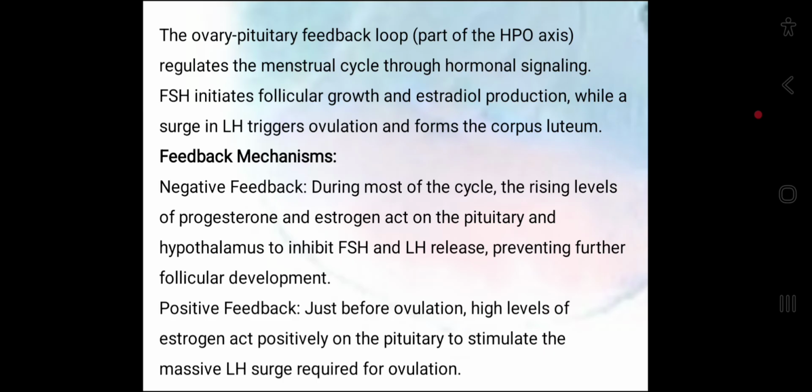Estrogen has a biphasic effect on the pituitary. During most of the cycle, it has a negative feedback inhibitory effect on the pituitary when the estrogen level is at low or moderate concentration. But at mid-cycle, during the ovulatory phase, there is a massive or high concentration of estrogen which triggers positive feedback on luteinizing hormone secretion. This LH surge is responsible for ovulation of that oocyte in this menstrual cycle.